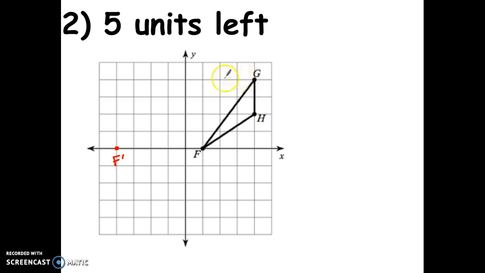G, 1, 2, 3, 4, 5. G prime. And H, 1, 2, 3, 4, 5, H prime. And again, make sure that you connect your points. I'm sorry my lines are not that straight, but hopefully yours will look a lot better.